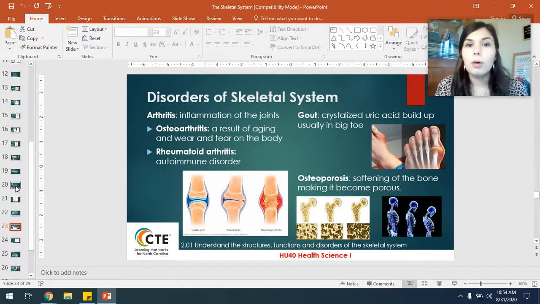This softening of the bones can also lead to an increased risk of breaking bones with older age. This is why when older adults fall, we tend to see more things like broken hips, because their bones are just not as strong as they were at one time.